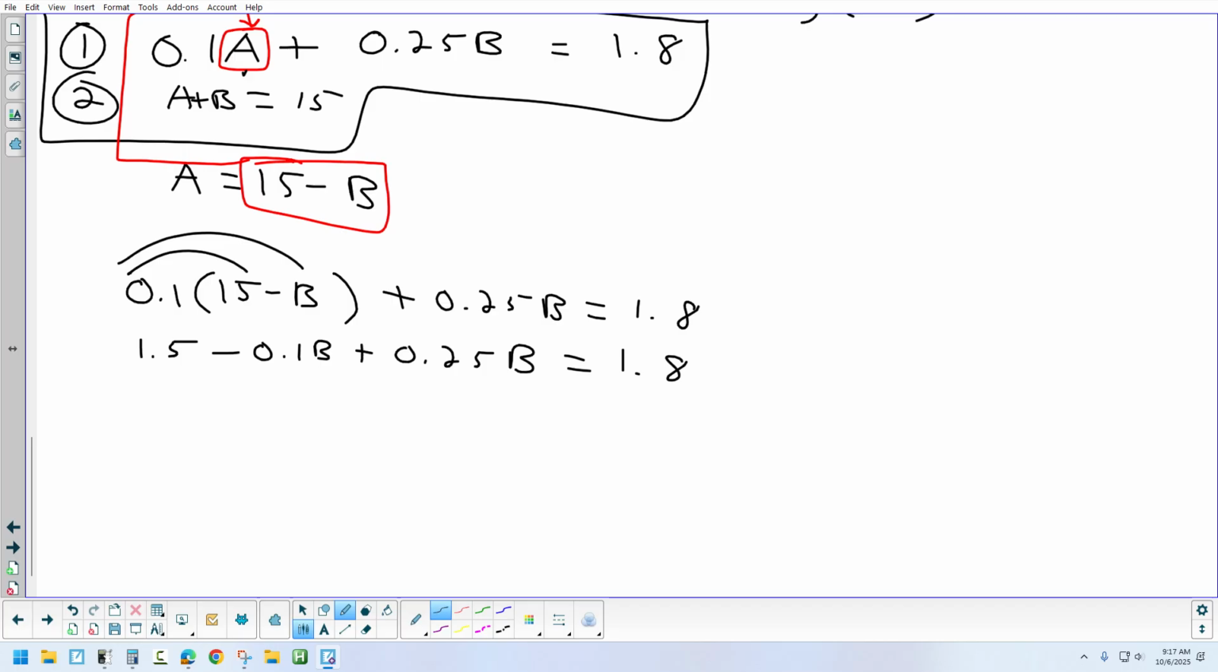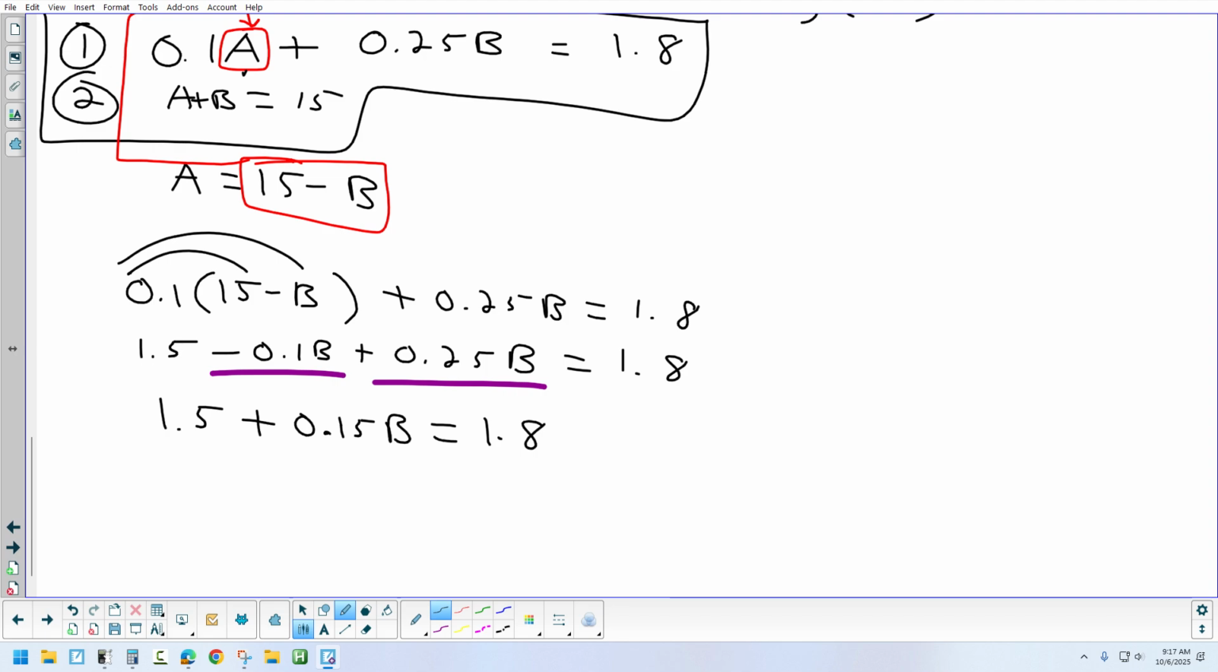And now we've reduced this word problem to just a linear equation where we combine like terms and get B by itself. Okay, so I do have some like terms. I've got negative 0.1B and 0.25B. What do you get when you do 0.25 take away 0.1? 0.15. Oh, sorry. Yep, 0.15. I was looking at the first number, I'm sorry. Oh yeah, and then we still have the 1.5, I know it's a little confusing. You got 1.5 because that was times the 15.